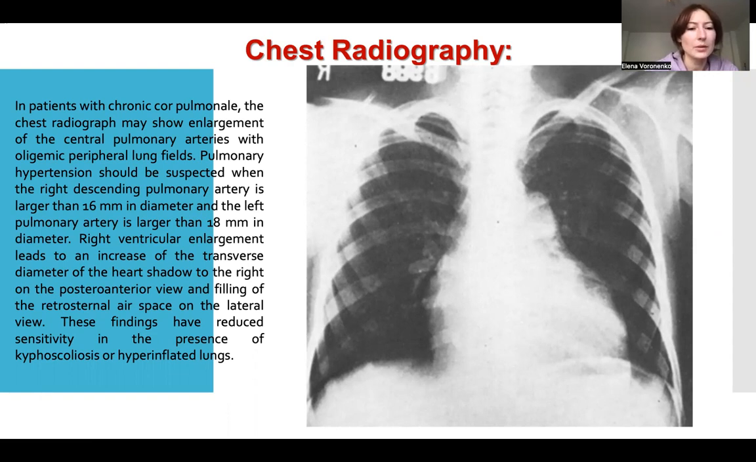These findings have reduced sensitivity in the presence of kyphoscoliosis or hyperinflated lungs.